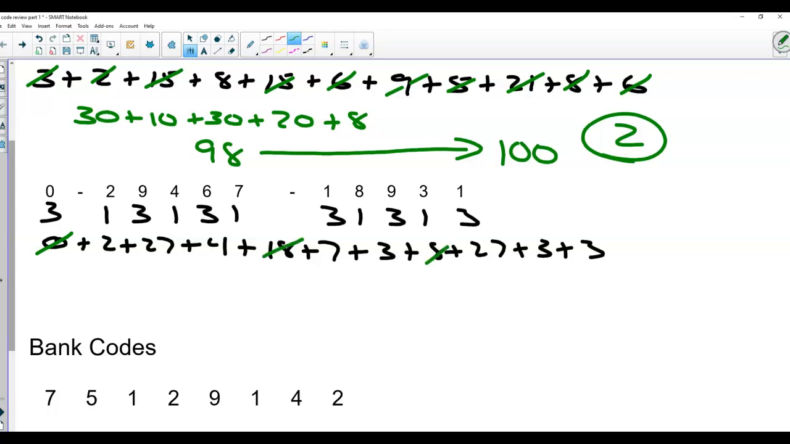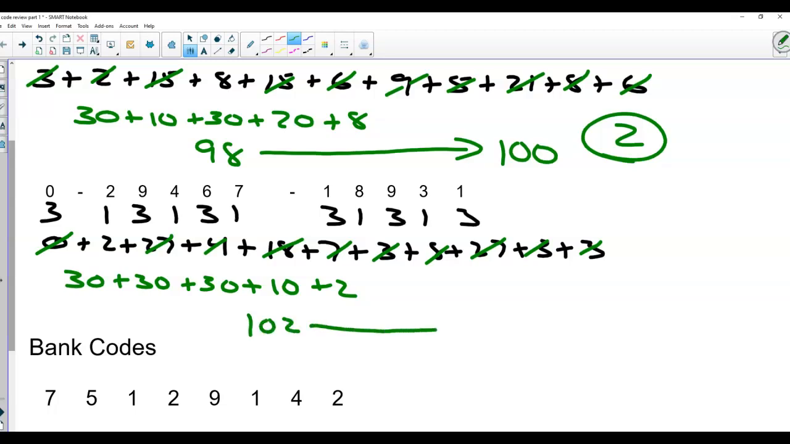18 and 8 is 26 and 4 is 30. 27 and 3 is 30. 27 and 3 is 30. 7 and 3 is 10. And we're left with a 2. 102. 110. And the check digit is going to be 8. We're going from 102 to the next multiple of 10, which is 8.